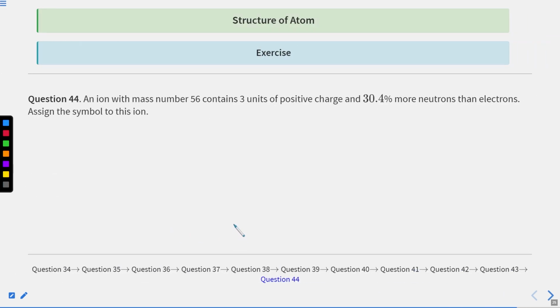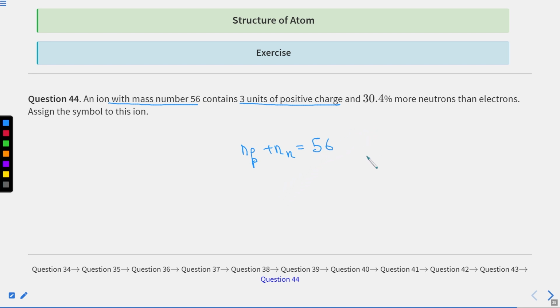Last question. An ion with mass number 57 and 3 units of positive charge. So the ion has a mass number of 56, that is number of protons plus number of neutrons is given as 56. Now next, it is containing 3 positive charge, so therefore 3 units of positive charge. What is the meaning of this? That it has 3 units of positive charge. Anybody? Try to do it.